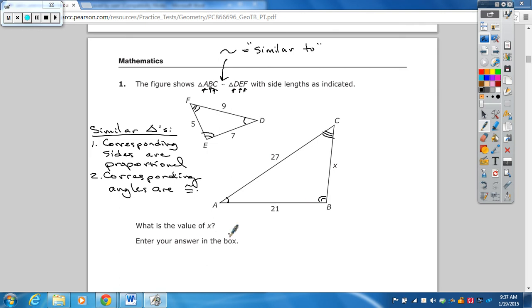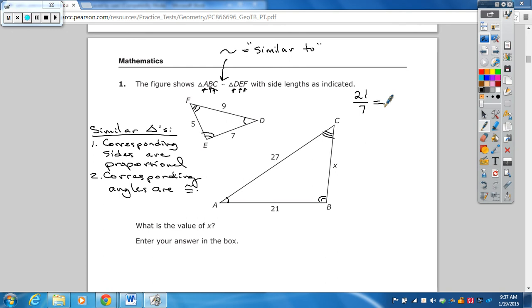It says, what's the value of x? I'm going to go ahead and choose two of the sides. So again, I'm going to choose AB and DE. AB is 21, DE is 7. If I set that up, 21 over 7, and I match up, I come back to the original.